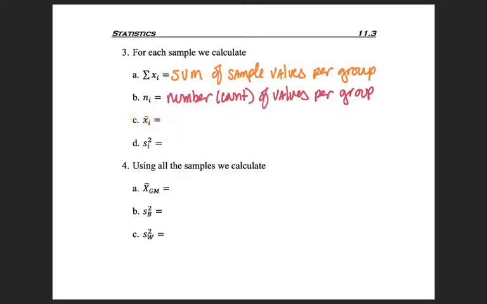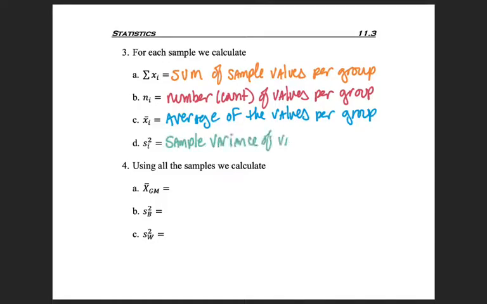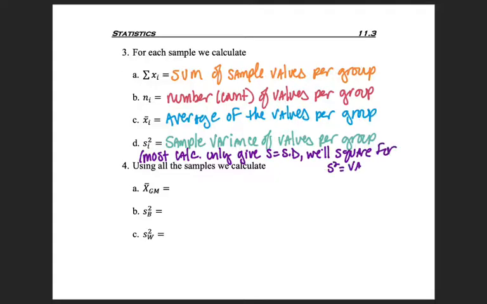X bar sub i, this is the average of the values per group. So for every group, we're going to get a group average. And then we need s squared i. So this is the sample variance for the values per group, or for each group. And remember, most calculators only give us s, the sample standard deviation, and we have to square that to get s squared, the sample variance, because we need s squared for our values.